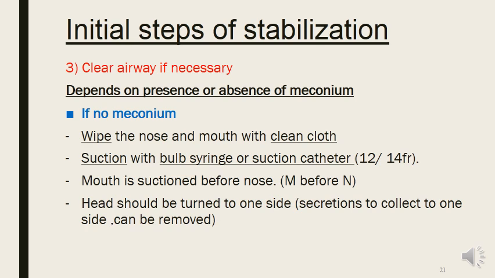Depending upon the presence or absence of meconium. If no meconium, wipe the nose and mouth with a clear cloth and we can provide suction with a bulb syringe or suction catheter of 12 or 14 French, and the mouth is suctioned before the nose.